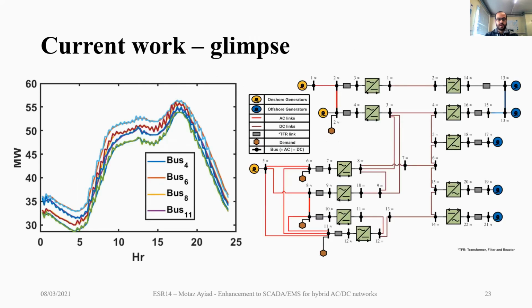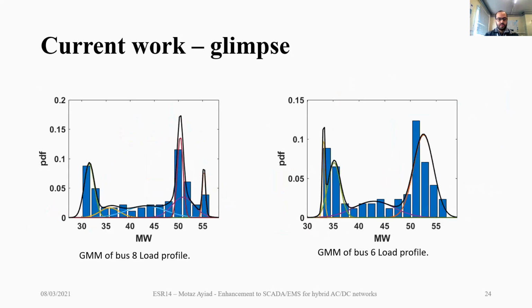As a glimpse of the current work, on the right side, we can see the SCADA AP4 network, which has 4 demand buses. These demand buses are bus number 4, 6, 8, and 11. On the left side, we can see the load profile for each bus. Then I started working on the Gaussian mixture model, trying to estimate the probability distribution function of this load profile, and this is the alpha result.